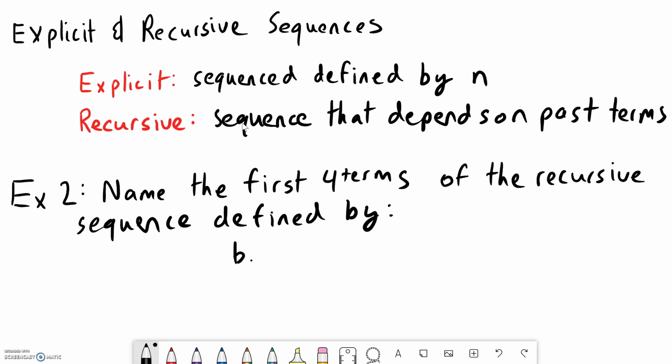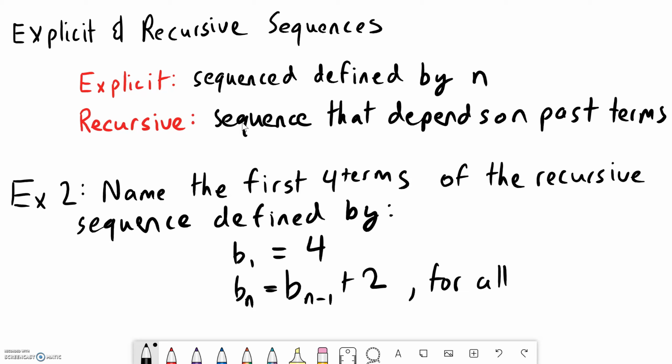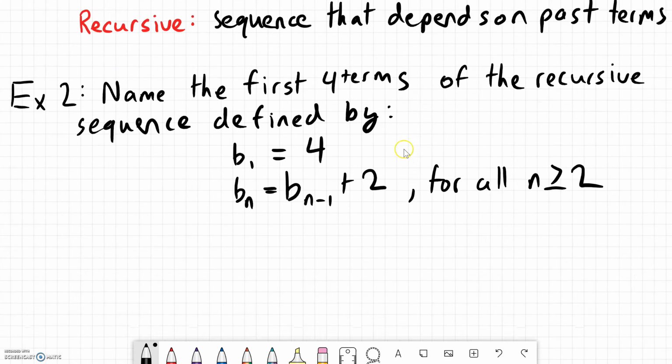So this is what it's defined by. It's defined by the first term, b1, right? You can use any letter. I'm using b in this case. So the first term is 4, and then the nth term is defined as the previous term added by 2, and then I have to add this condition for all n greater than or equal to 2. The reason I add that condition at the end is because you can't have a 0th term if I put in 1. There's no such thing as a 0th term in this case. So let me scroll this down and we can try tackling this problem.